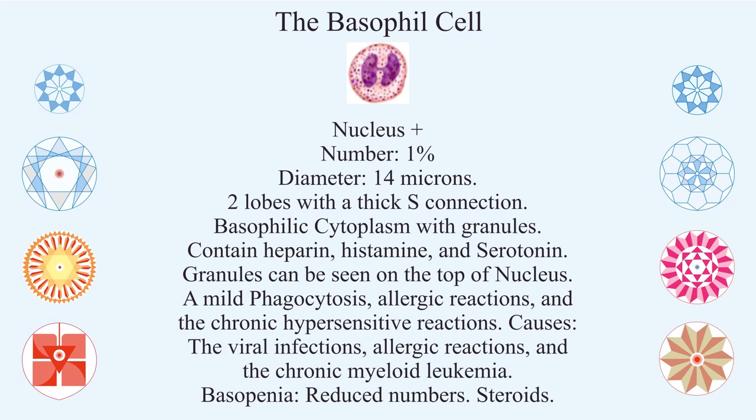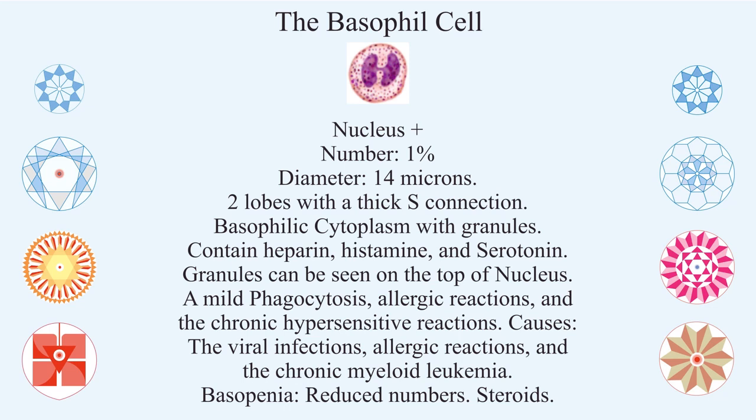Basophil cell. As you can see, the right and the top color is blue, basophil is blue, nucleus is present. Number is 1% or less than 1%, diameter is 14 microns, slightly bigger than the other two, lobes with a thick S connection. There is an S connection.